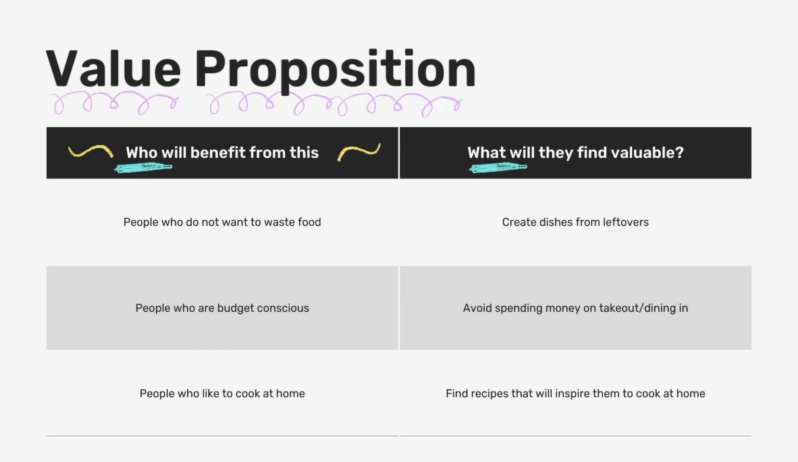What will each user type find valuable in this app? For people who don't want to waste food, they can create dishes from leftovers. For people who are budget conscious, they might want to avoid spending money on takeout or dining in. And for people who like to cook at home, they might find it valuable to find recipes that will inspire them to cook at home.